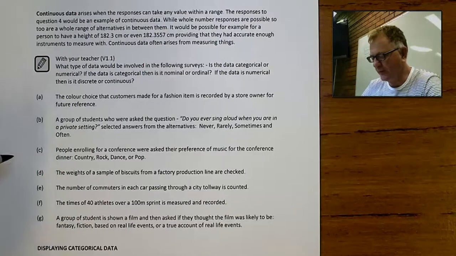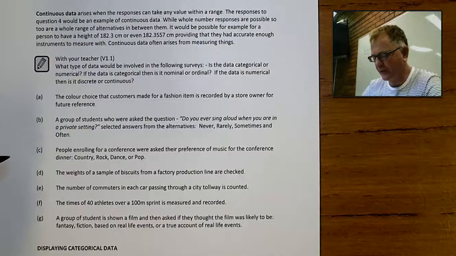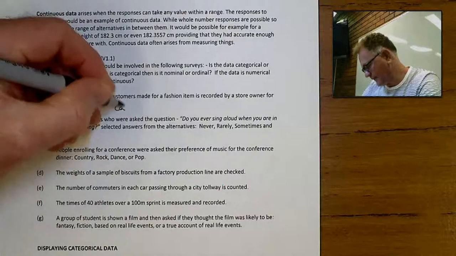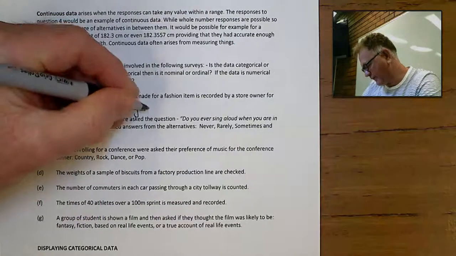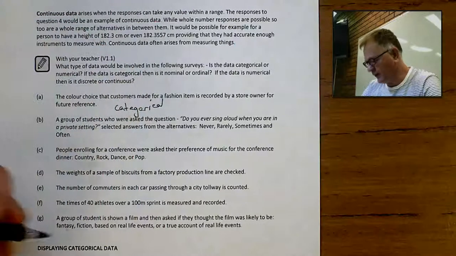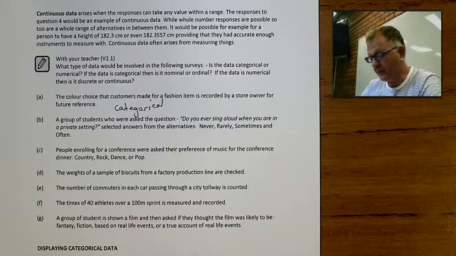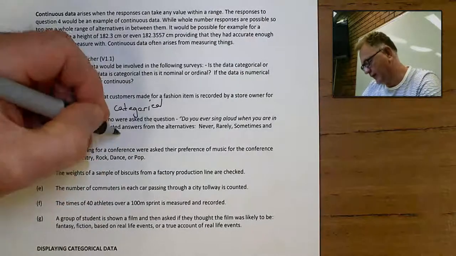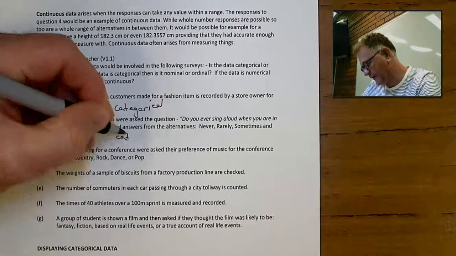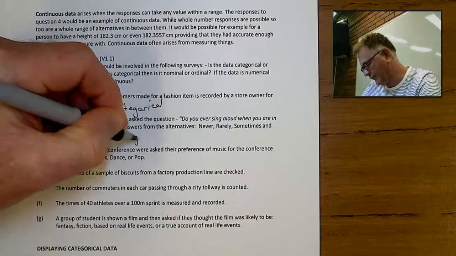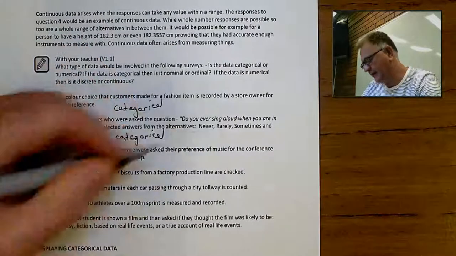Take the first example, the colour choice that customers are making for fashion items is recorded by a store owner. Well, he's writing down a word, so it's likely to be categorical. A group of students were asked, do you ever sing aloud when you're in a private setting? And they're writing down the answers, never, rarely, sometimes or often. Once again, categorical answer. Categorical data.